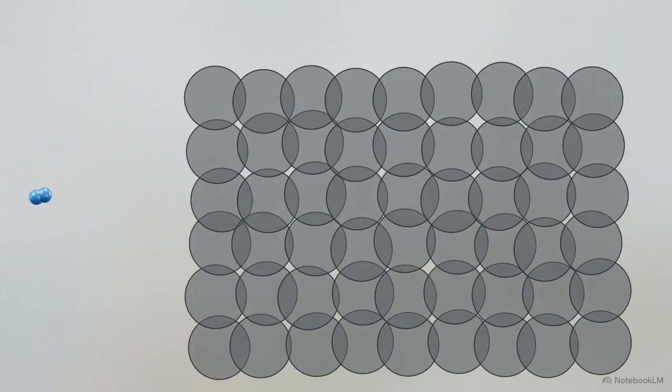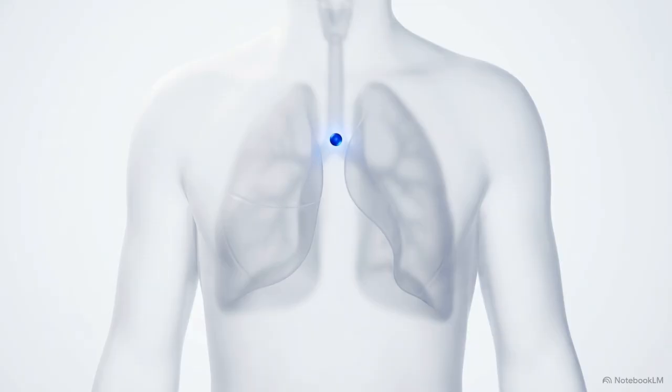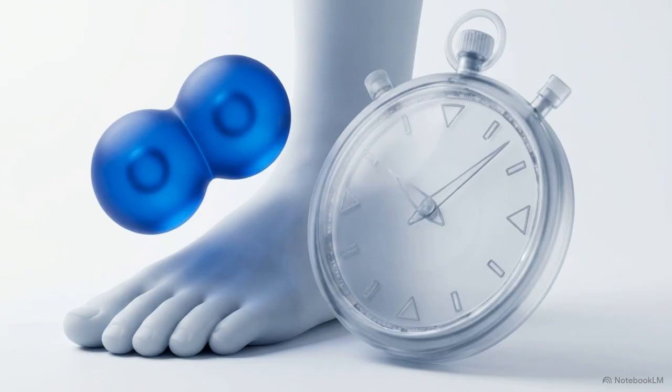But why do large organisms need a complex pumping circulatory system instead of letting oxygen naturally drift through our tissues? Because simple diffusion is far too slow for our body size. If an oxygen molecule relied only on diffusion to travel from your lungs down to your toes, the journey would take an estimated 3 years.